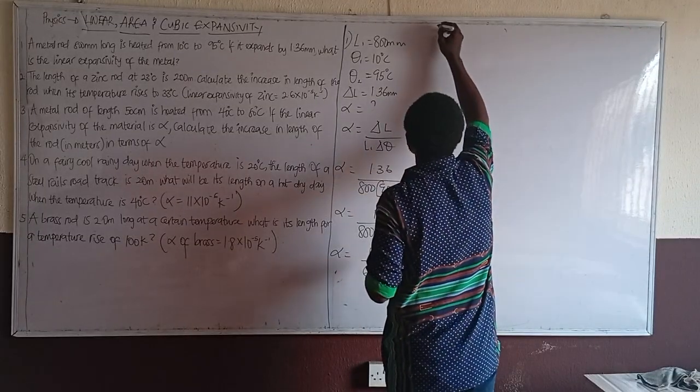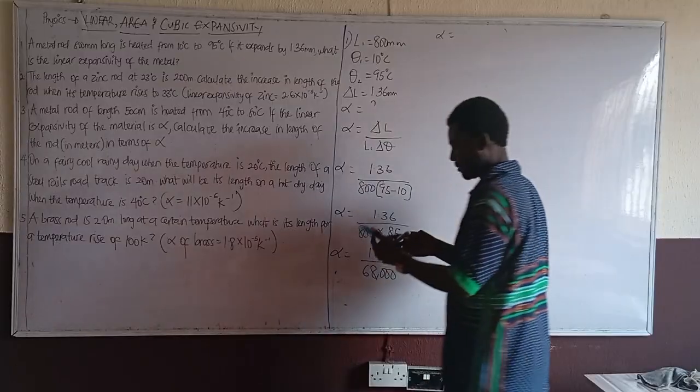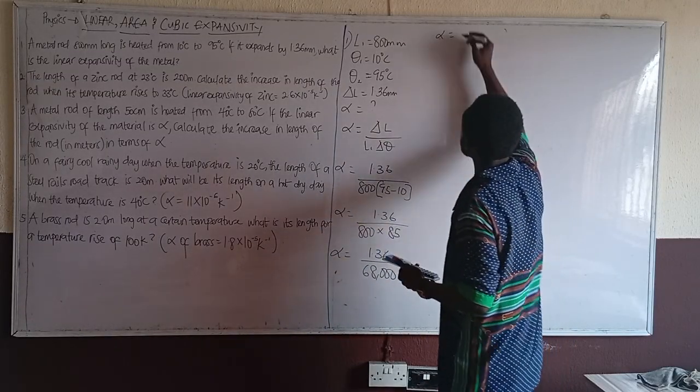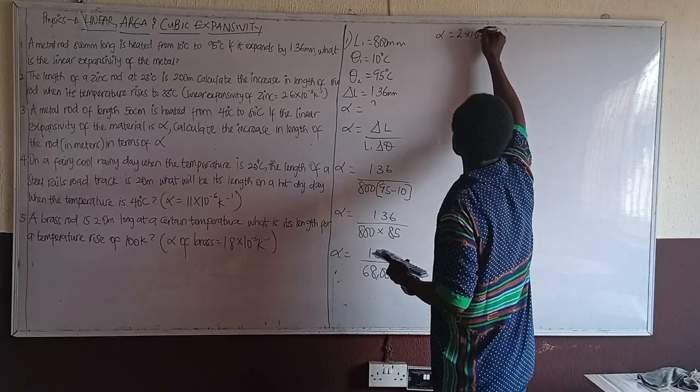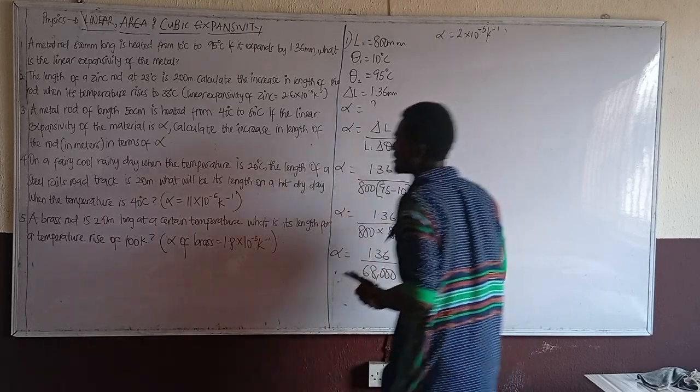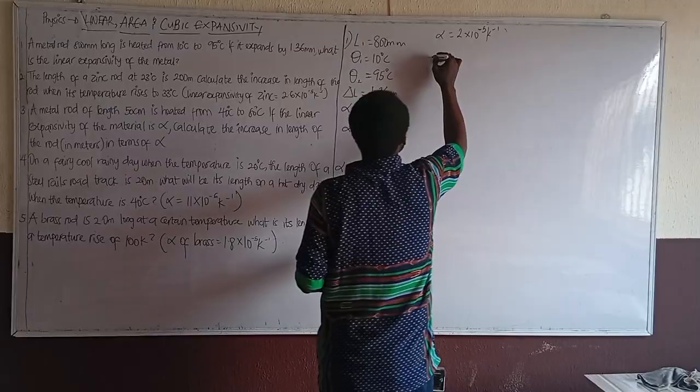So here linear expansivity becomes 1.36 divided by 68,000. That is 2 times 10 raised to minus 5 per Kelvin. That is that.